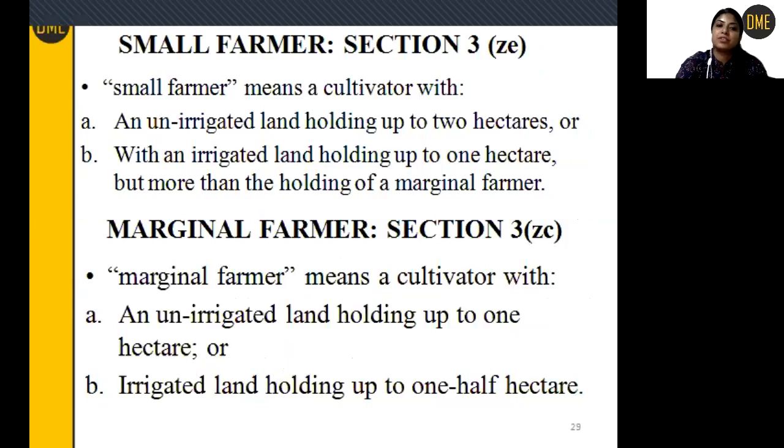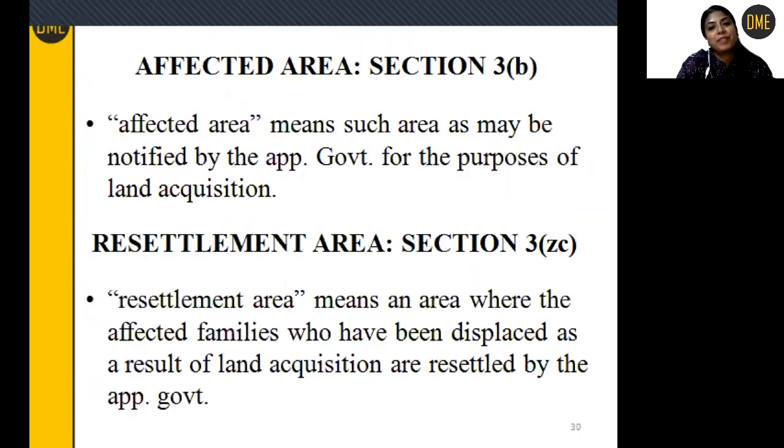Small farmer, marginal farmer, provided under section 3ZE and 3ZD. Small farmer means a cultivator of an unirrigated land holding up to 2 hectares, or with an irrigated land holding which is up to 1 hectare, but not more than the holding of marginal farmers. Marginal farmers, an unirrigated land holding up to 1 hectare and irrigated up to 1/2 hectare. Affected area means such area as may be notified by the appropriate government to be the area for the purpose of acquisition.